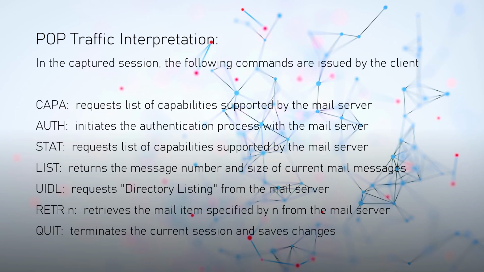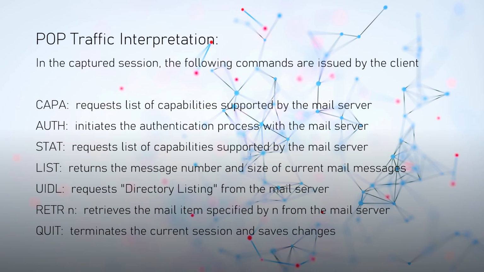CAPA requests list of capabilities supported by the mail server. AUTH initiates the authentication process with the mail server. STAT requests list of capabilities supported by the mail server. LIST returns the message number and size of current mail messages.